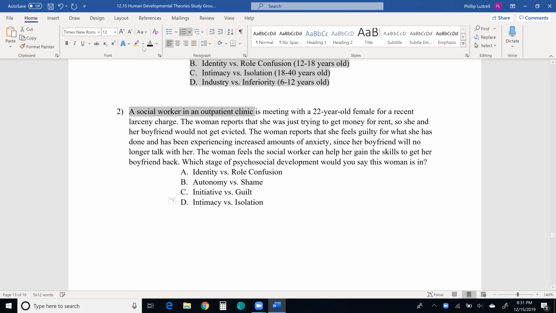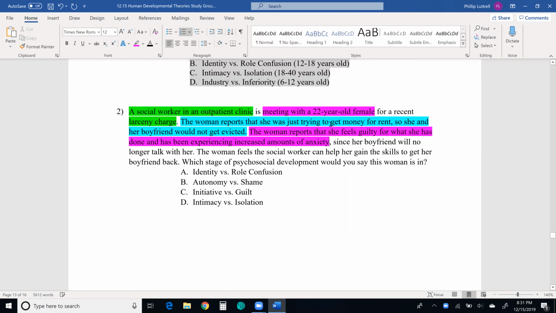So we have a social worker, outpatient clinic, 22-year-old female. She has a recent larceny charge. The woman reports that she was just trying to get money for rent, so she and her boyfriend did not get evicted. She reports she feels guilty for what she's done and has been experiencing increased anxiety, so negative mental health symptomology. The boyfriend will no longer communicate with her. She feels like the social worker can help her get her boyfriend back. Good luck. Which stage of psychosocial development would you say that she is in?